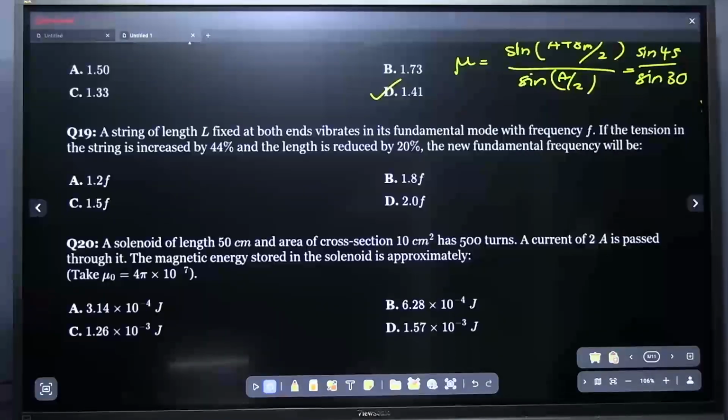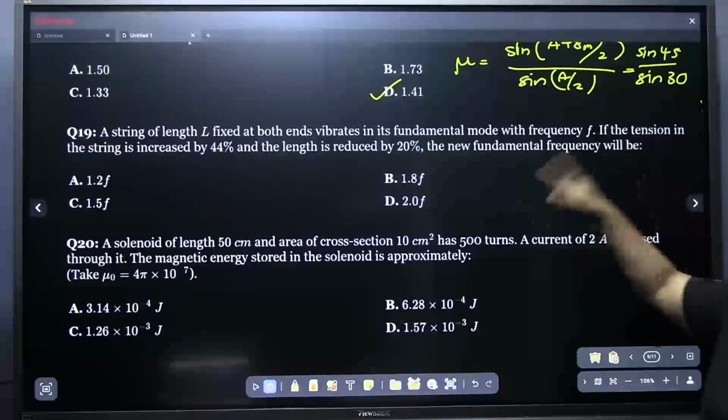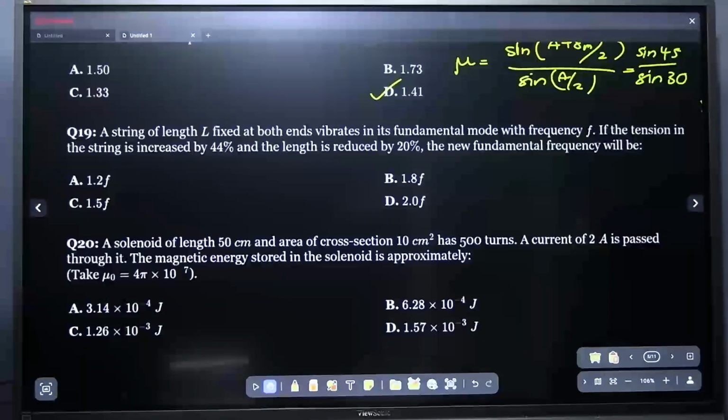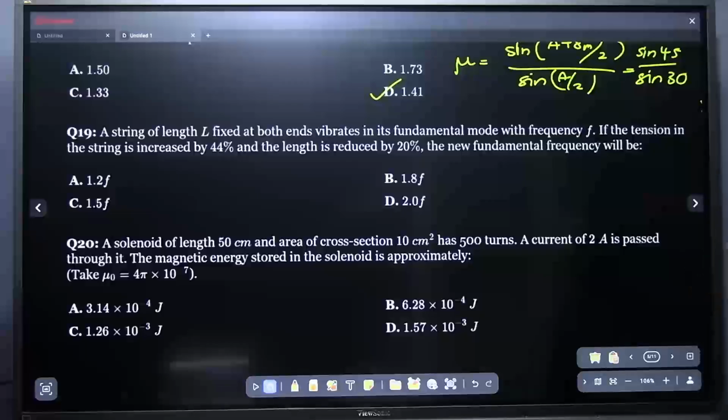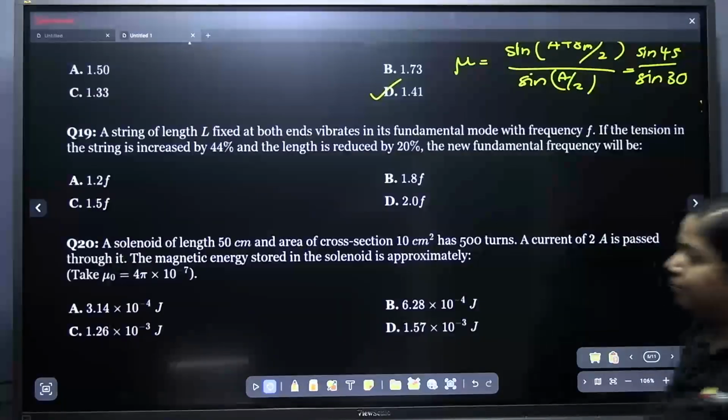A string of length L fixed at both ends vibrates in its fundamental mode with frequency f. If the tension in the string is increased by 44% and the length is reduced by 20%, the new fundamental frequency will be?